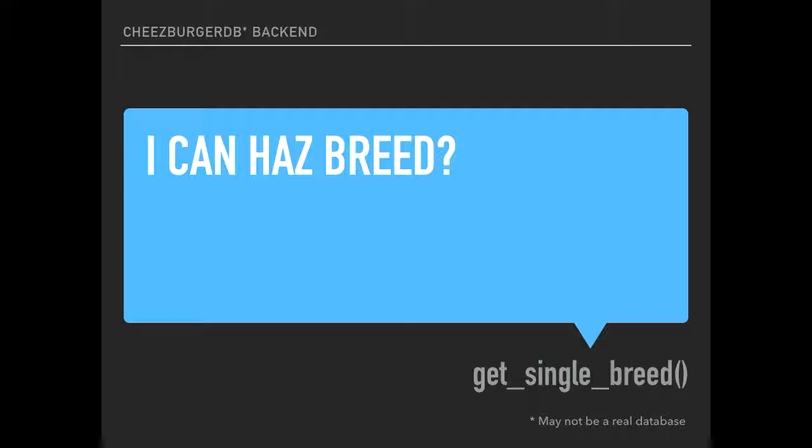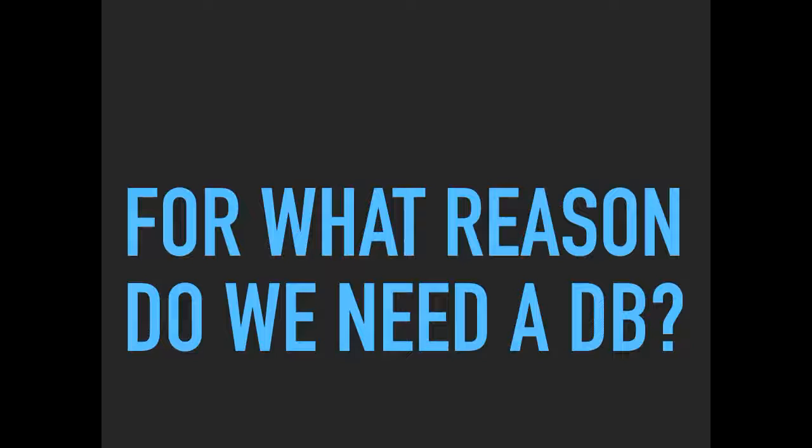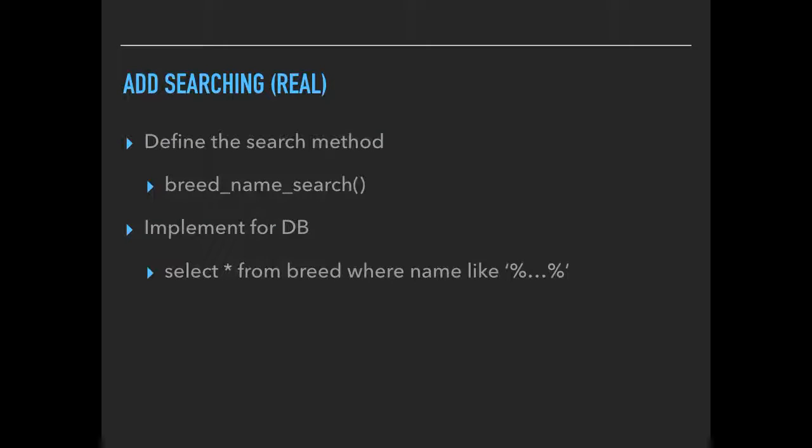So let's ask why we might actually need a database. Well, one reason might be searching, because with our memory and on-disk facades, we don't really have an easy way just to search for objects. So when we want to add a search method to our real facade, i.e. the database facade, we'll write a new method called breed name search and implement it with our select star from breed where name like whatever.